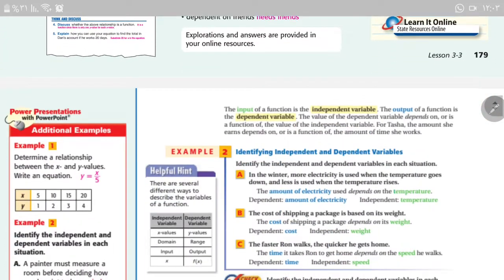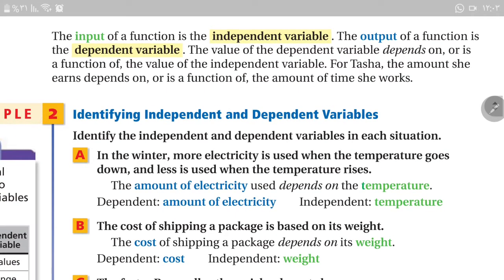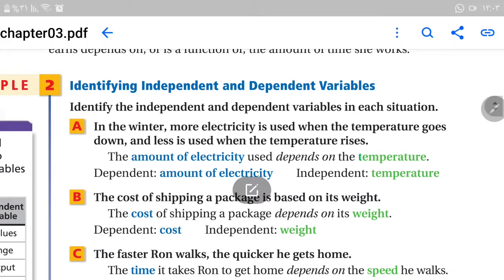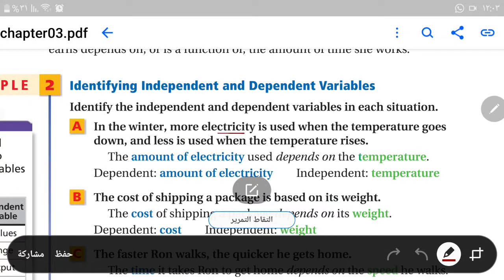Now, in the example, it says: identify the independent and the dependent variable in each situation. The first situation says: in the winter, more electricity is used when the temperature goes down.